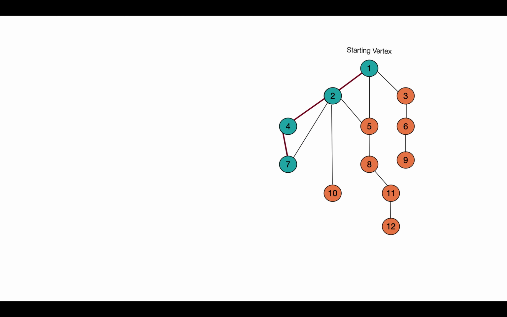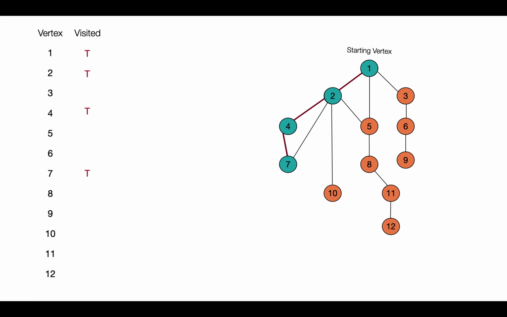And for that, we take a data structure, let's call it visited. So visited will store a Boolean value corresponding to each vertex. If the vertex is already visited, the Boolean value for that vertex will be true. So here 1, 2, 4, and 7 are already visited. So these will have true as their respective value.